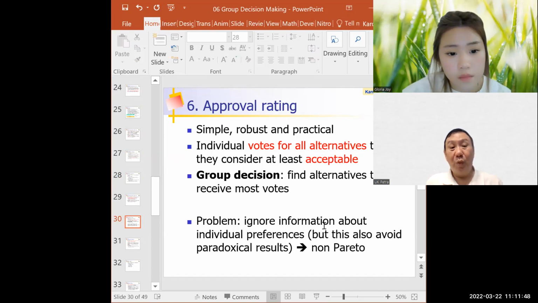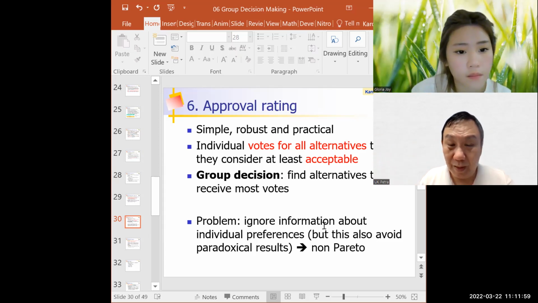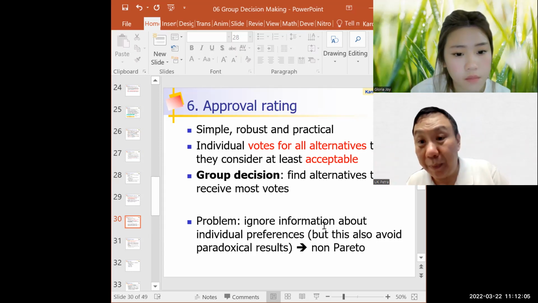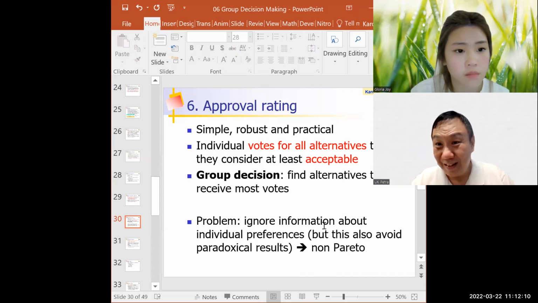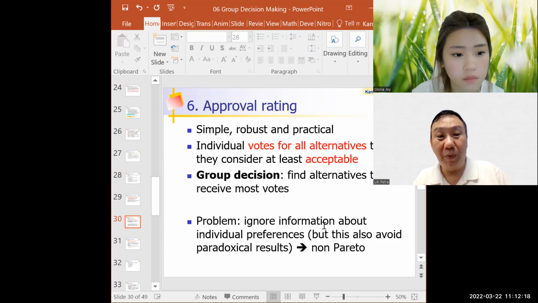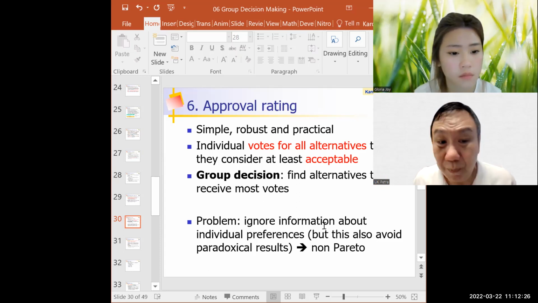What to do in this technique? Individuals will vote for all alternatives. You can vote for all alternatives that you consider at least acceptable. So you don't vote one for one, you vote one for many. Then the group decision will be the alternative that receives the most votes. So this is non-Pareto.